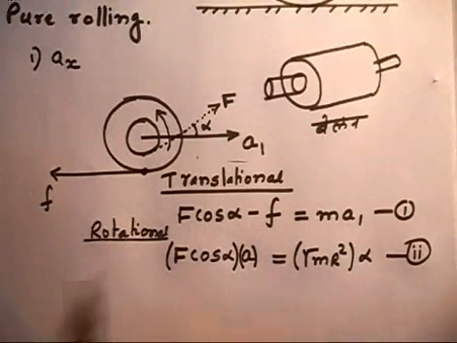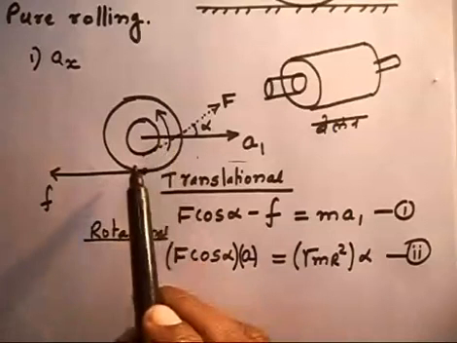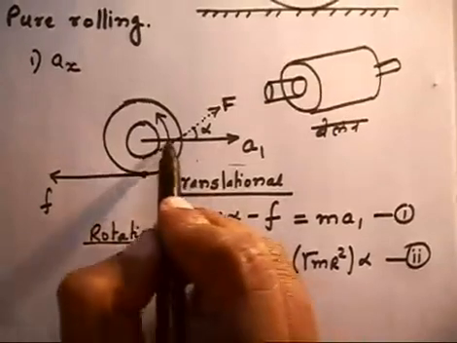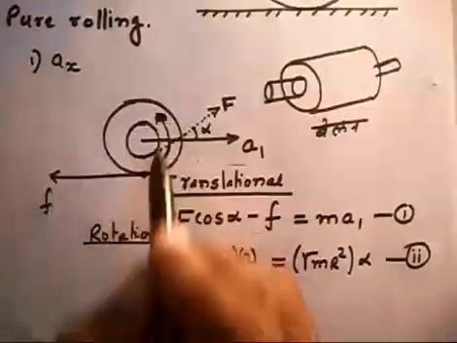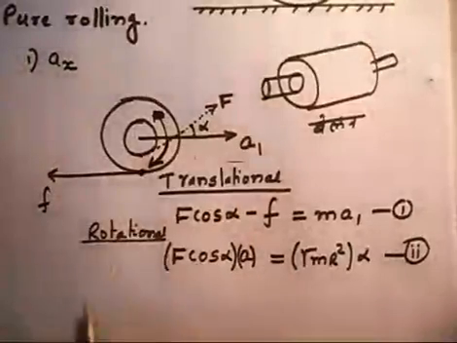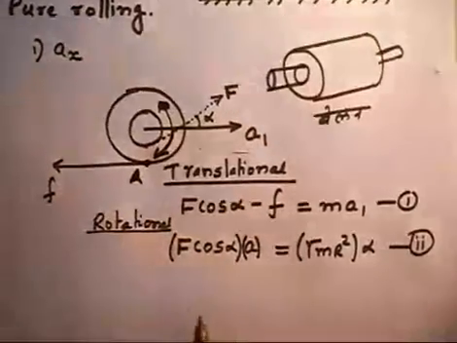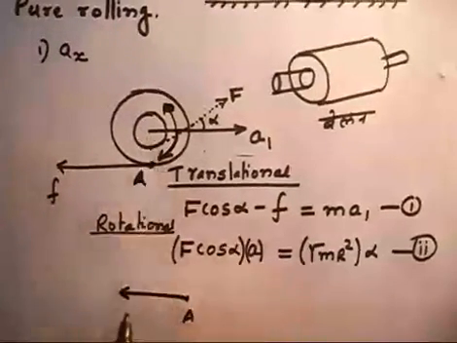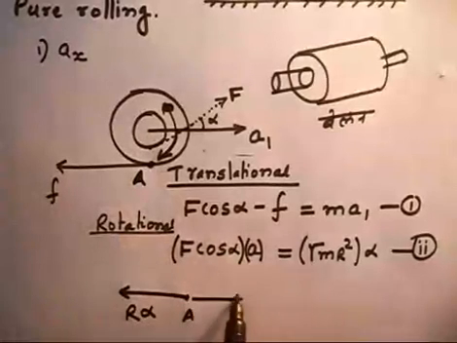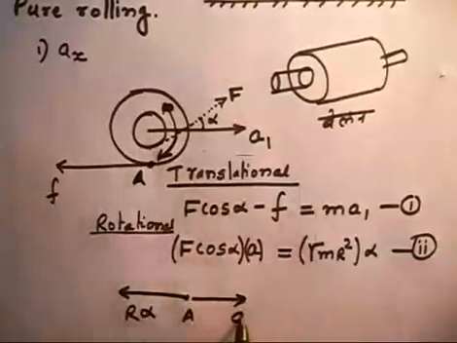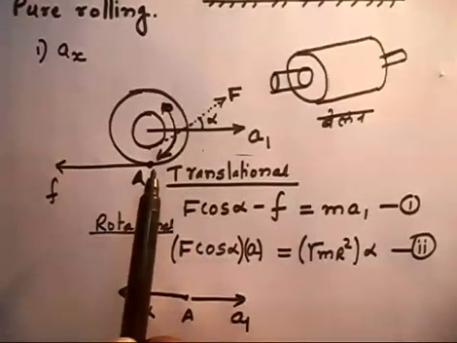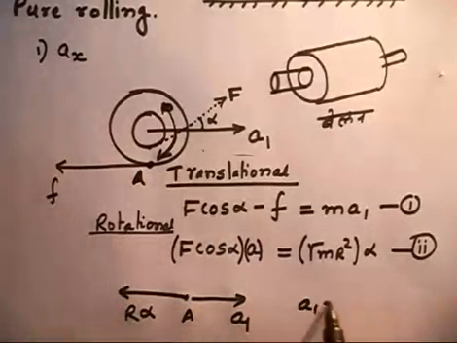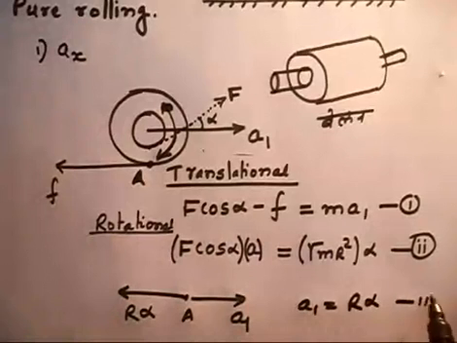I have to have this alpha in this direction. This should move in this direction. Then only I can have R alpha in this direction and A1. So I have to take the motion in this direction, then only it is possible. Let us call this point A. At point A, in this direction we have the distance R into alpha, and in this direction the acceleration of center of mass, A1, because this point will have two accelerations. So A1 is equal to R alpha. This is equation number 3.